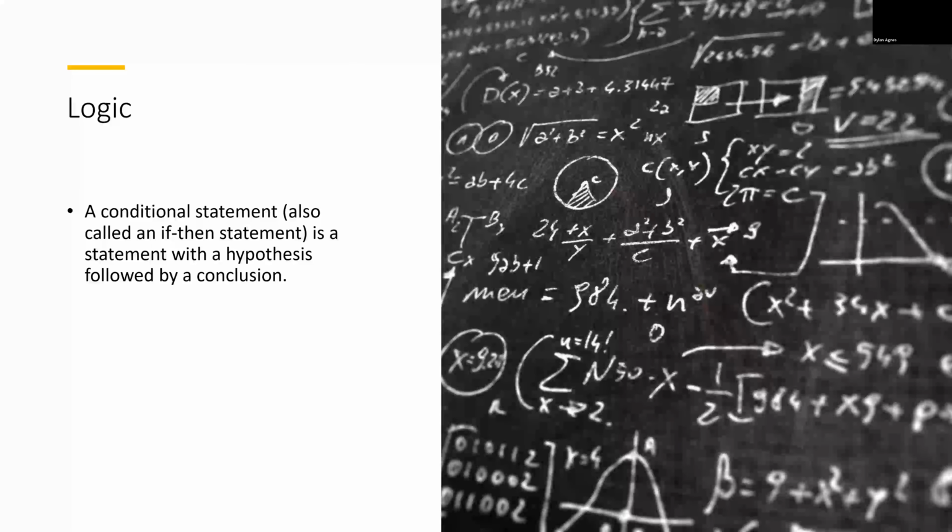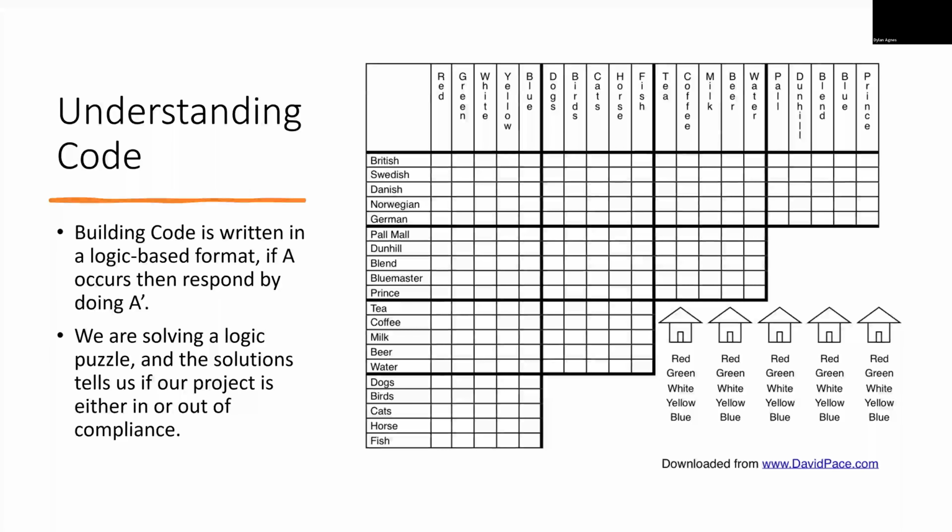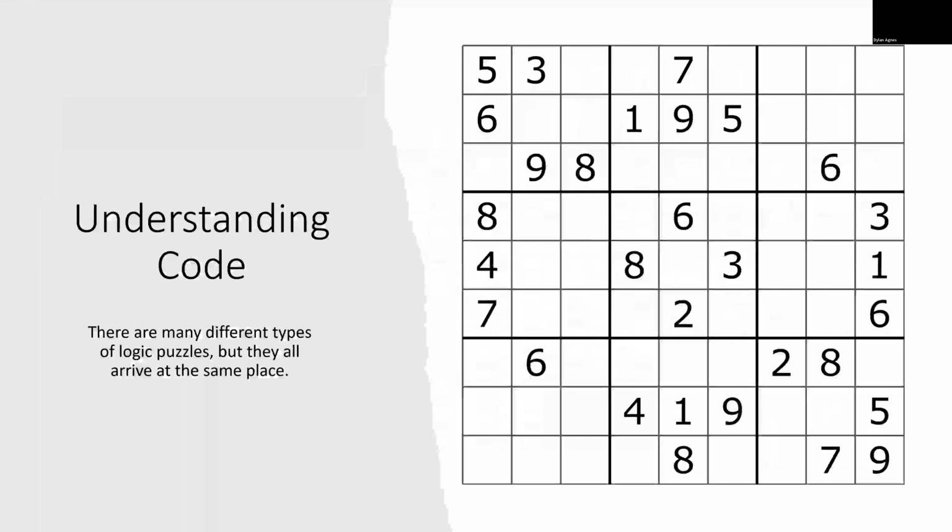But mostly we're going to be working off of a conditional statement. If, then, hypothesis, then this will happen. If yes, why? If no, why not? But I like to also think of it as just like a logic puzzle. So we're just trying to solve a logic puzzle, and the solution either tells us if we're in compliance or if we're out of compliance. There's a lot of different types of logic puzzles. Those are used and presented in code in various ways, but they're the same thing, just different format.